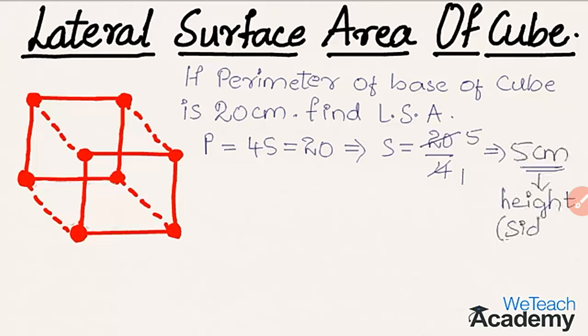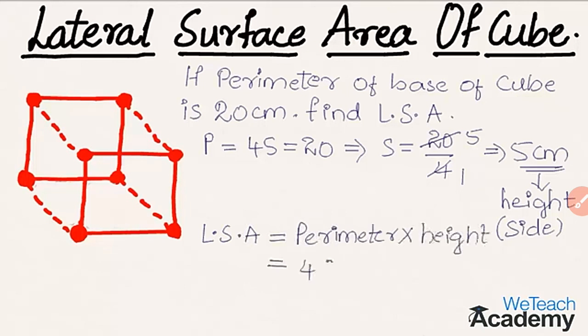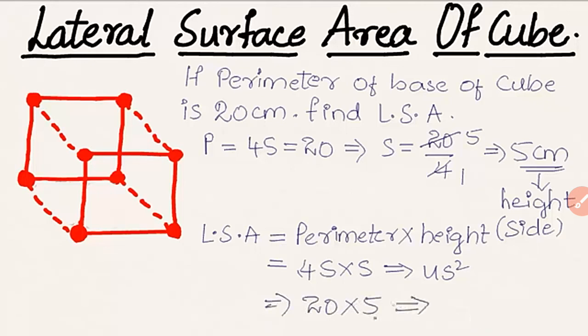And in a cube, as all 3 dimensions are equal, the side is 5 centimeters, and that also acts as the height. So we know that LSA is equal to the perimeter of the base into height. So the perimeter of the base 4s into s is equal to 4s square. We derived the formula. So what is the side here? 5 centimeters. So this 4s square can be written as 20 into 5, or you can even write it as 4 into 25, which is equal to 100 centimeter square. This is the LSA.